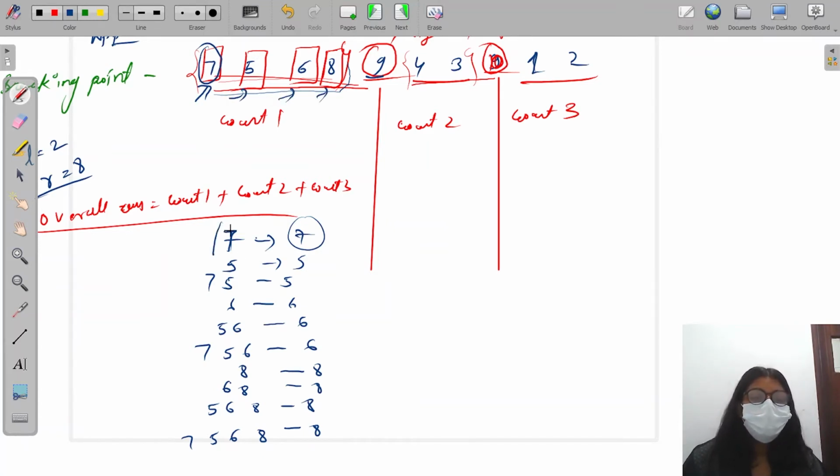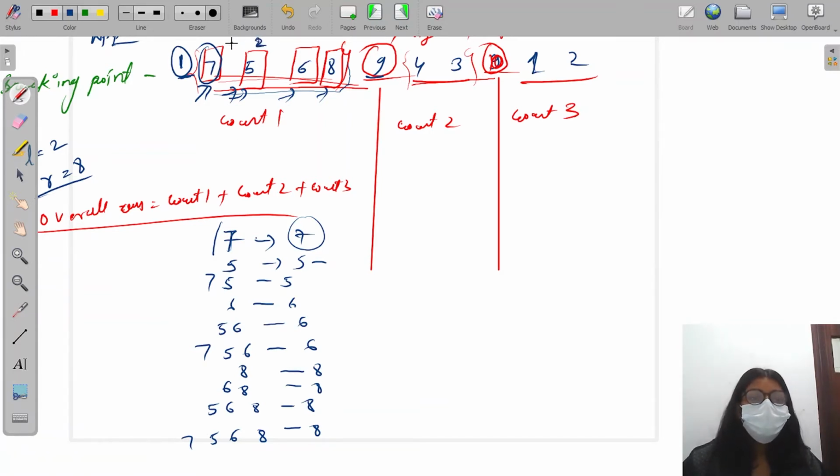So count till this point was what? 1. I can form only one subarray for this point, because I have only one element. So for this point my count is 1. It means I can form only one subarray whose maximum lies in my range. For this point I can form 2 subarrays, that is, one with 5 and one with 7, 5. So count till this point is 2.